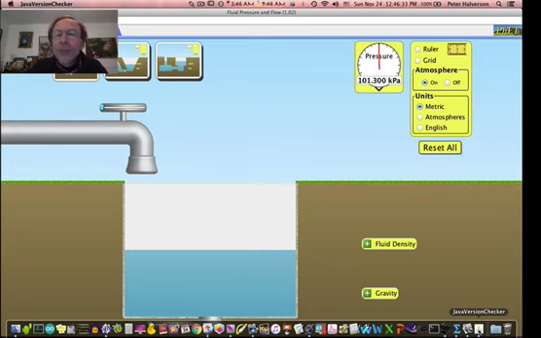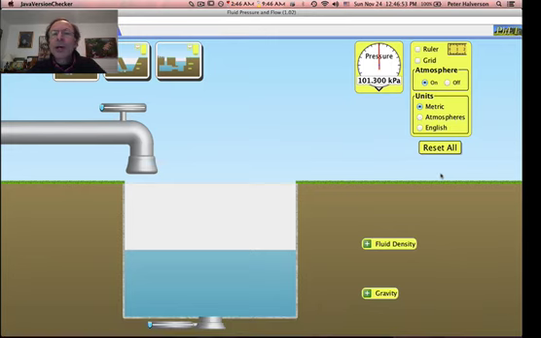I want to pick up the notes where we left off last time. One thing I want to do before I get into the new stuff is show you a little bit about pressure. I've got the simulation going, and you can see that it's got a pressure gauge. Look at what happens to the pressure when I go up. Notice that the pressure, which is right now the absolute pressure, is reading 101 kilopascals. That's roughly 1 atmosphere of pressure.